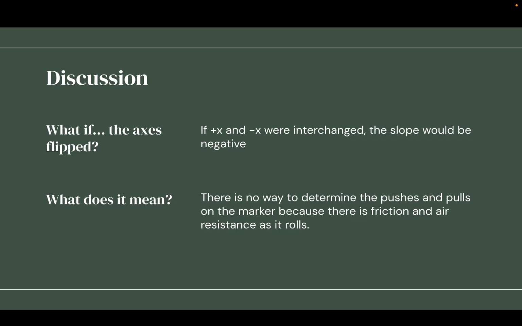Our first discussion question is to determine what would happen if the axes were flipped. I believe that if the orientation was flipped and the positive x and negative x were interchanged, the slope of the position versus time graph would be negative.